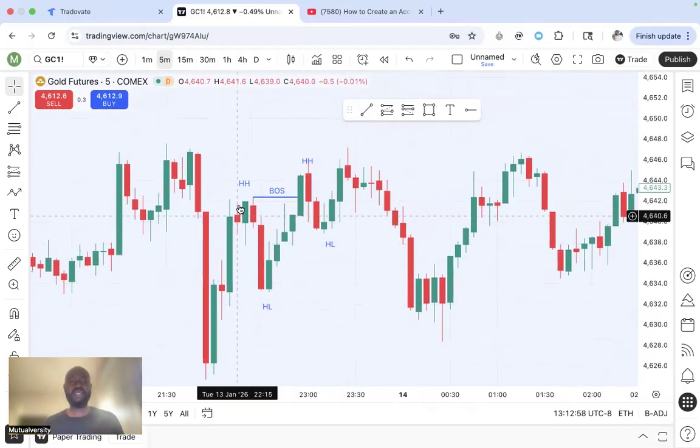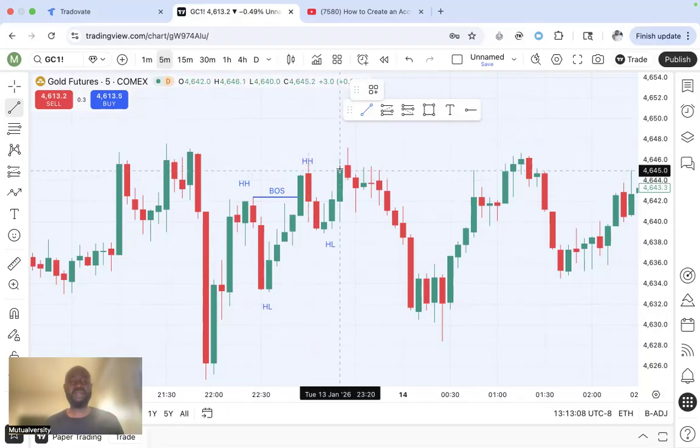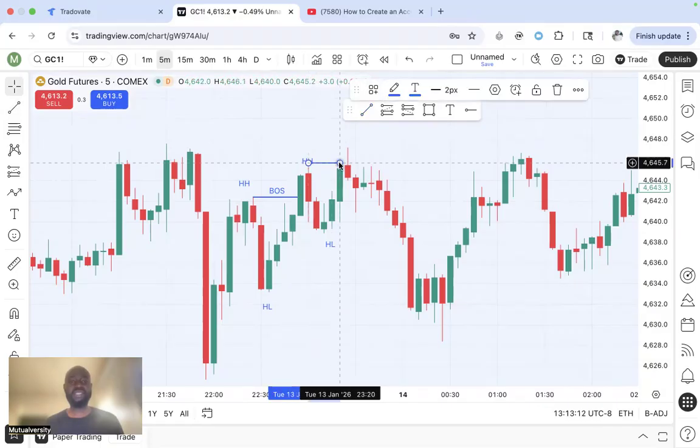It's whenever price goes past the most recent higher high. So even here, if price goes past this highest part of the candle, the higher high, this candle came and went past it, that was our break of structure. And we can write BOS.